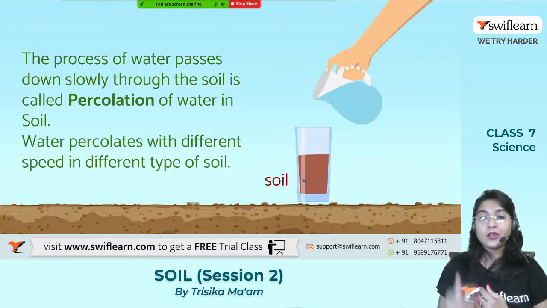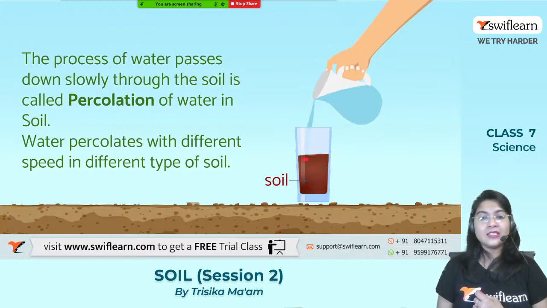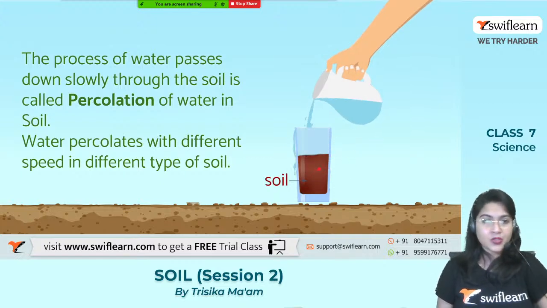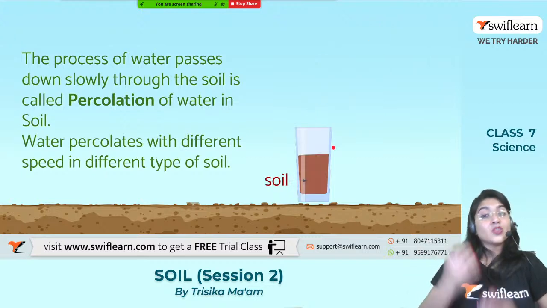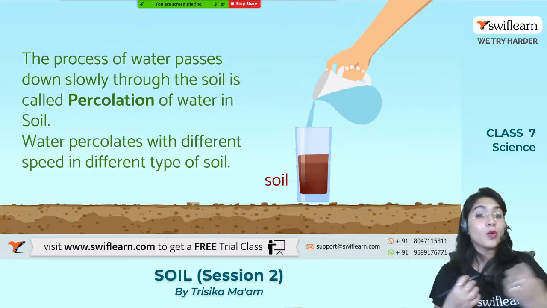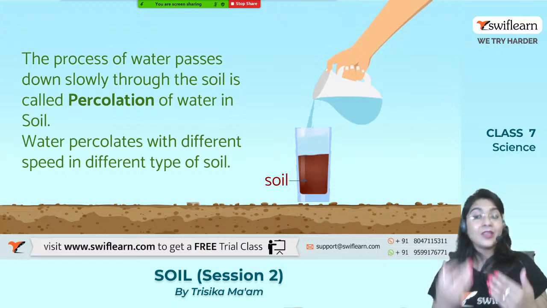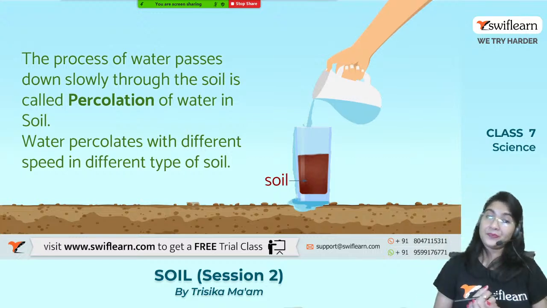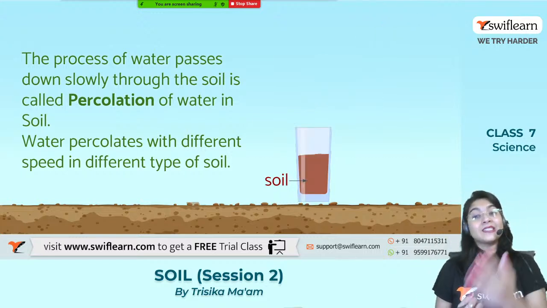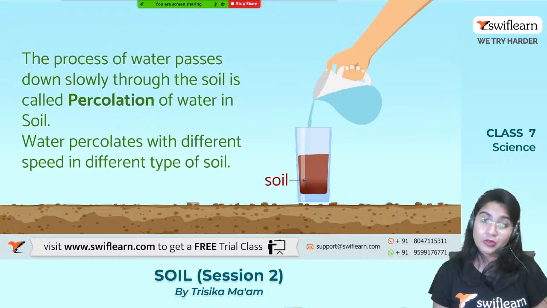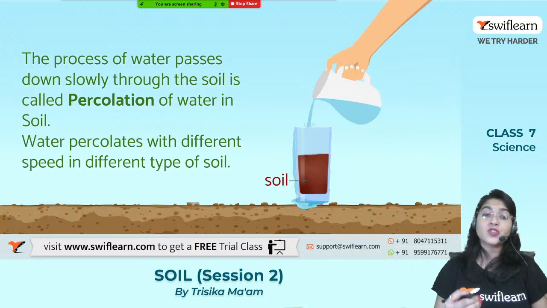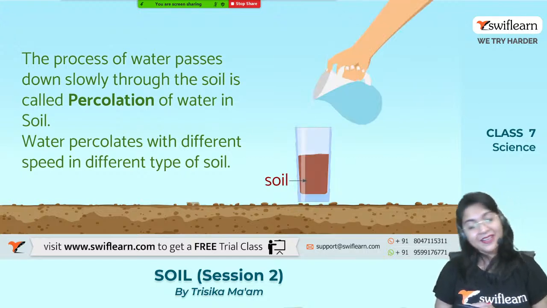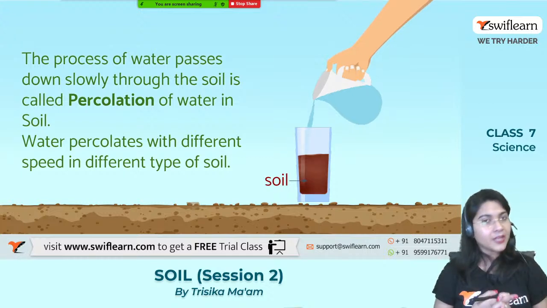Now see over here, we can see a glass is half filled with soil and somebody is pouring some water within it. At first, the soil is absorbing as much water as it can, and then the water level is going upward, right? So we can say this is an example of percolation. So what is percolation? The process of water passing down slowly through the soil is known as percolation of water in soil. Clear? So you have got an idea what percolation is now?